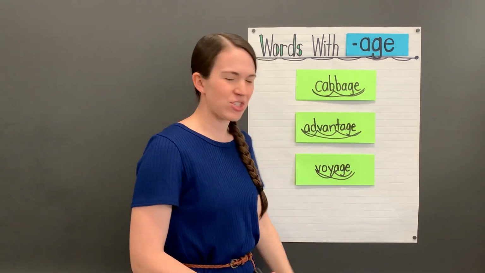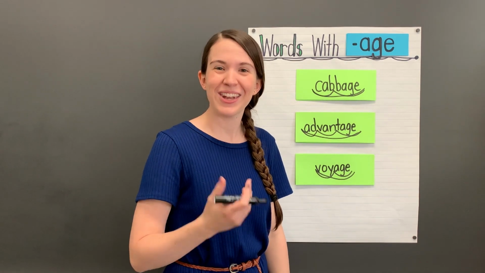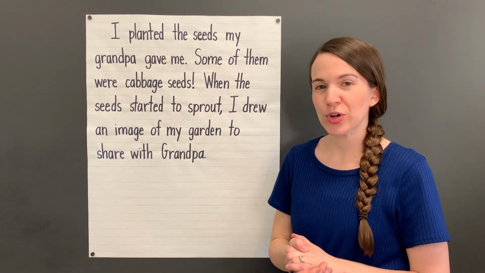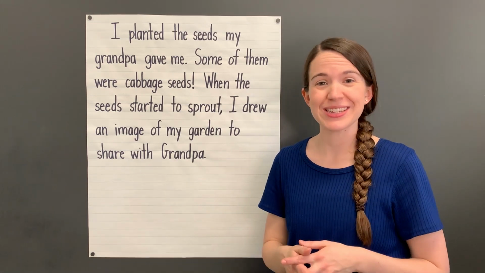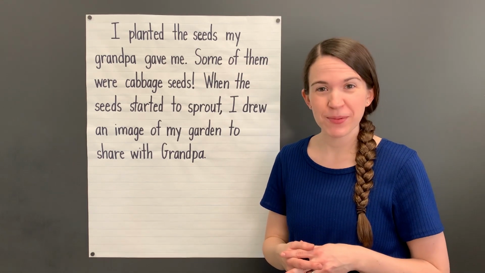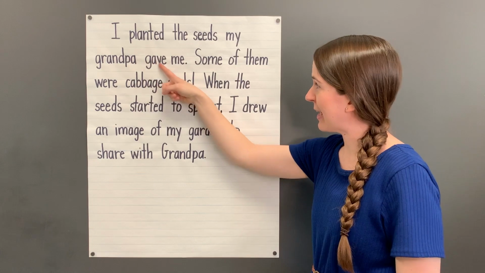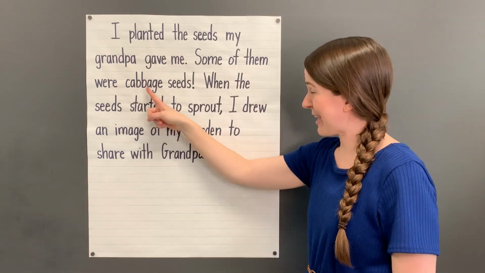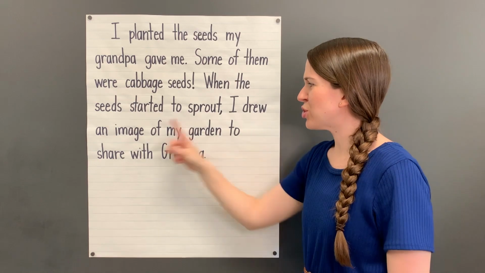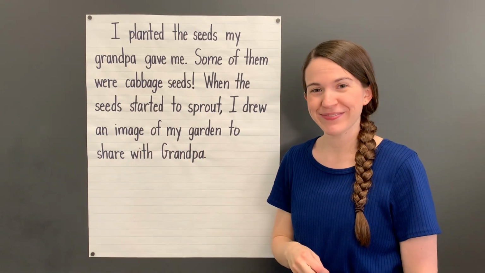Now that we've read these 3 example words, let's see if we can read more words like this in a story. As we read, see if there are any words that you might need to split into syllables to be able to read these words more accurately. Read with me. I planted the seeds my grandpa gave me. Some of them were cabbage seeds. When the seeds started to sprout, I drew an image of my garden to share with Grandpa.